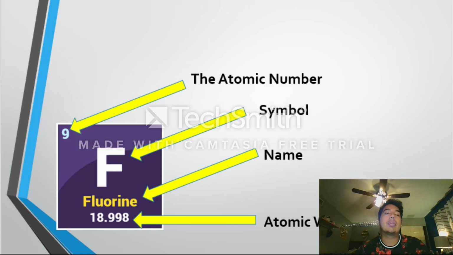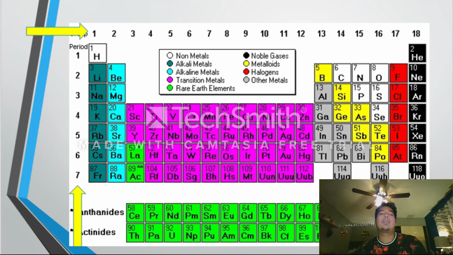Another trend we will be looking at is the numbers on the top of the periodic table and on the left hand side of the periodic table. As you can see on the top, there are a series of numbers that go from left to right, 1 through 18, and then on the left there are a series of numbers 1 through 7. They go top to bottom, and these help you understand the periodic table better.